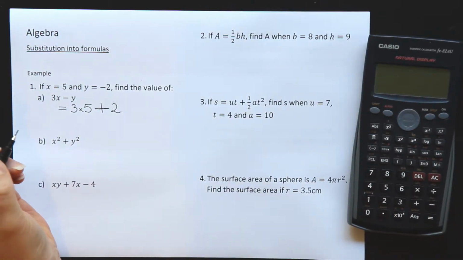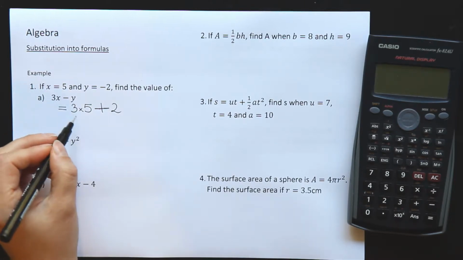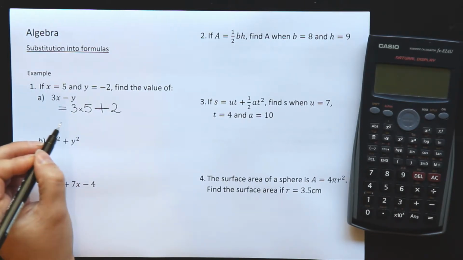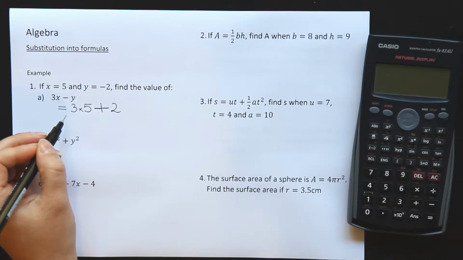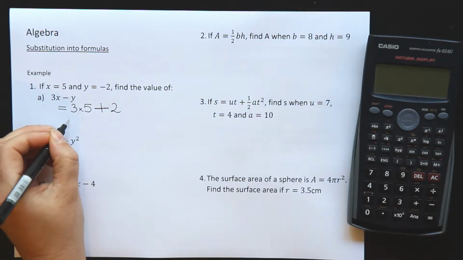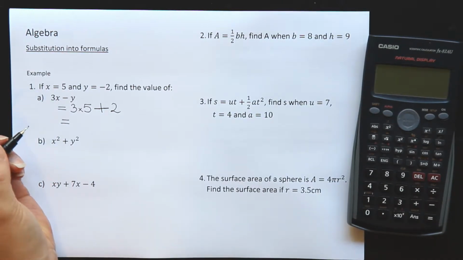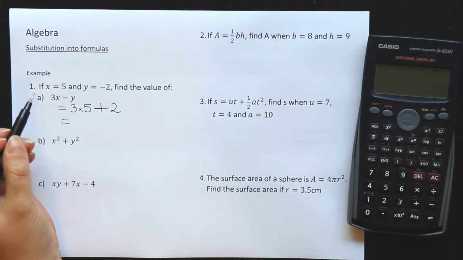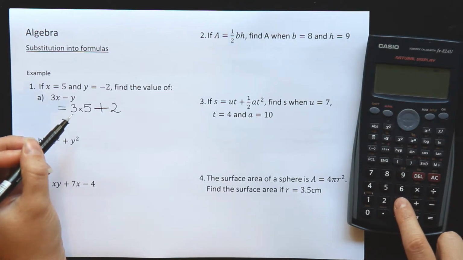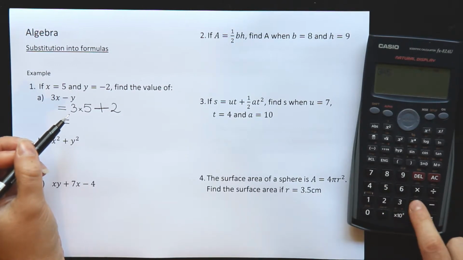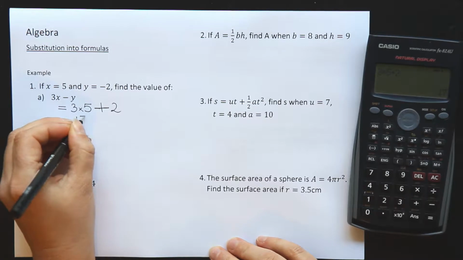Now once you've substituted in, that's what we call this, we've substituted into our expression. Now we just need to calculate our answer. You can do the calculations either in your head or you can use a calculator. Some people aren't so good at doing things in their head, so today I will show you on the calculator. So we have 3 times 5 plus 2 equals 17.